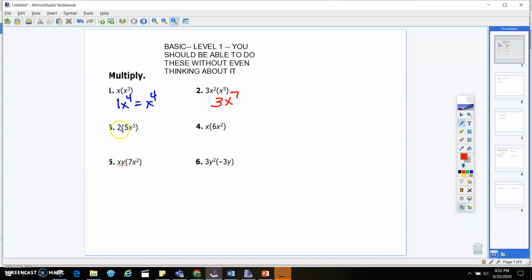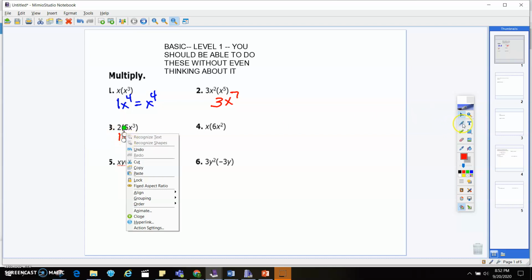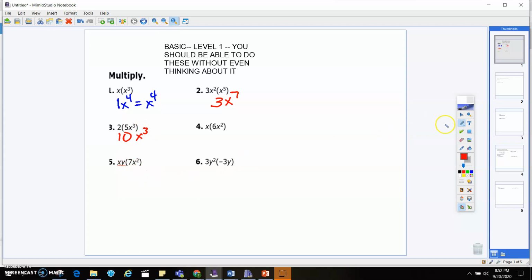Okay, so if we're multiplying our coefficients, we're going to get 2 times 5, which is going to give us 10. And then we just have that x to the 3rd. We can't forget about that guy. And then on number 4, we're going to multiply the coefficients, which is going to give us 6. And then we're going to add the exponents, which are going to be x to the 3rd.